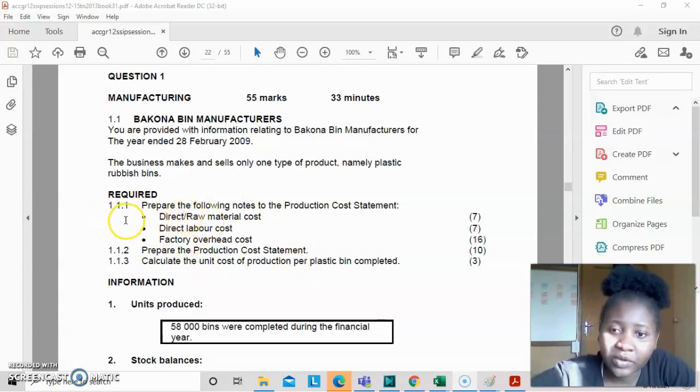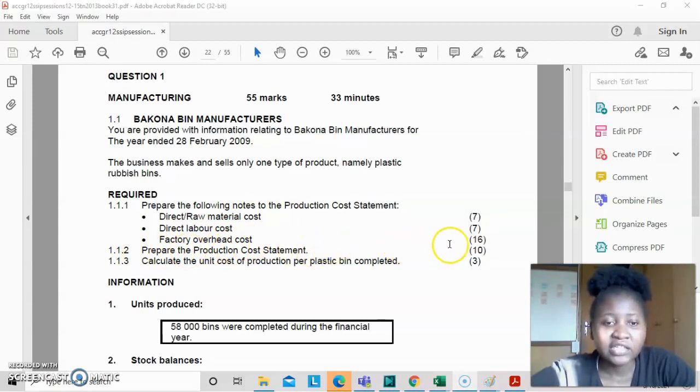So 1.1.1, they say prepare the following notes to the production cost statement. You get it? So we need to prepare what, the notes. Right. So which notes are they looking for? They want the direct or raw material cost, right? And then they want what? They want the direct labor cost as well as the factory overhead cost. And then only then can you do what? Prepare the production cost statement.